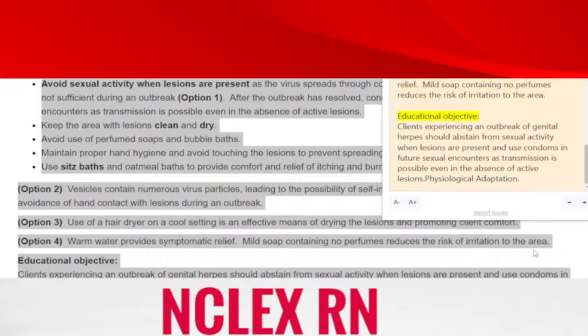Educational objective. Clients experiencing an outbreak of genital herpes should abstain from sexual activity when lesions are present and use condoms in future sexual encounters as transmission is possible even in the absence of active lesions. Physiological adaptation.